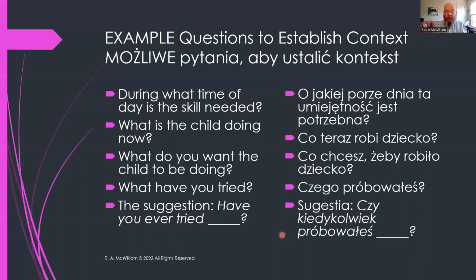Here are some example questions to establish context. The parent wants to talk about the child's using two-word combinations or whatever. We would try to find out during what time of day using two-word combinations would really help with the child's participation. Same with the teacher. And then, what is the child doing now? What do you want the child to be doing specifically? What have you tried? And when we come to making the suggestion, we say, have you ever tried, and then fill in the blank.